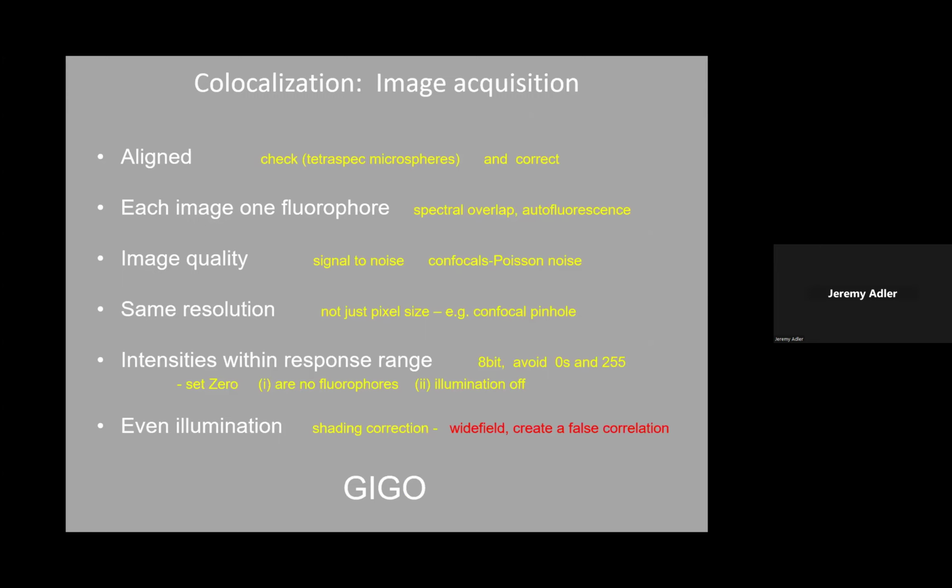Obviously, we need all our intensities within the response range. And another one that doesn't get mentioned often is even illumination, especially in a wide field system. If parts of your area being imaged are more intense than others, then you will get intensity variations that have nothing to do with colocalization. They're due to uneven illumination.